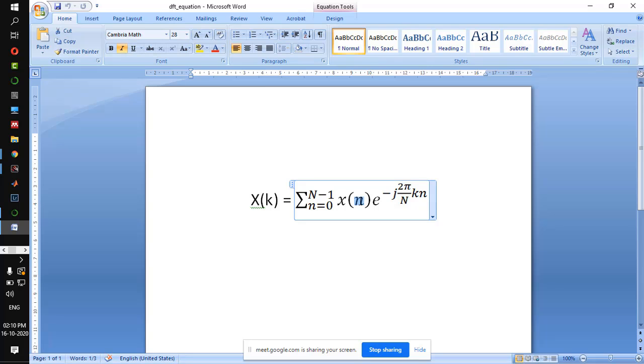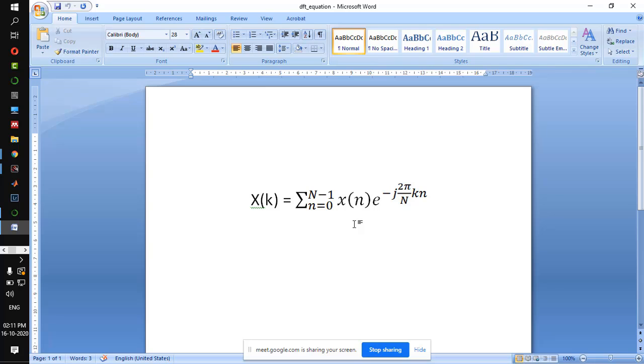Are both a single number, or do k and n take a bunch of values? Both n and k are varying from 0 to N minus 1. x of n is the input signal, which is in time domain, and X of k is the output signal, which is in frequency domain. And we have some trivial factor here, but that we will see later. So we shall try to implement this equation to find the DFT of a given sequence.